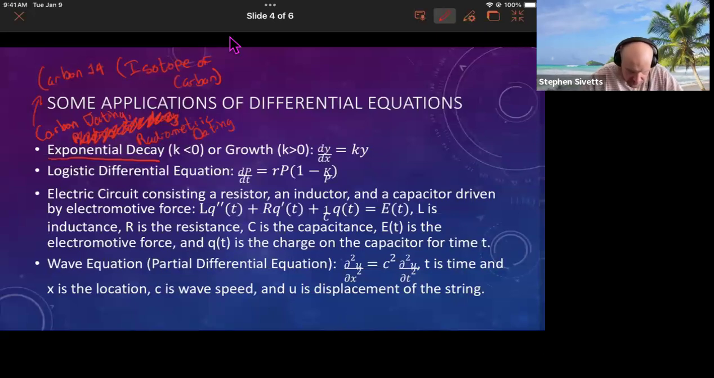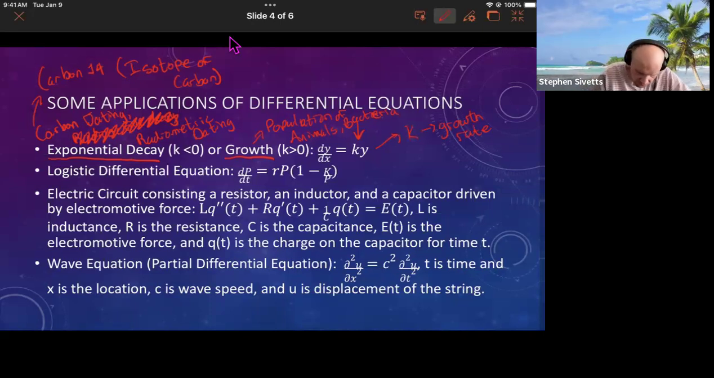So it's exponential decay if the constant k here is less than 0, or we can talk about exponential growth. So we can deal with populations of rabbits or whatnot, mostly the population of animals or bacteria. So k is what's called the growth rate, or the decay rate if k is negative.